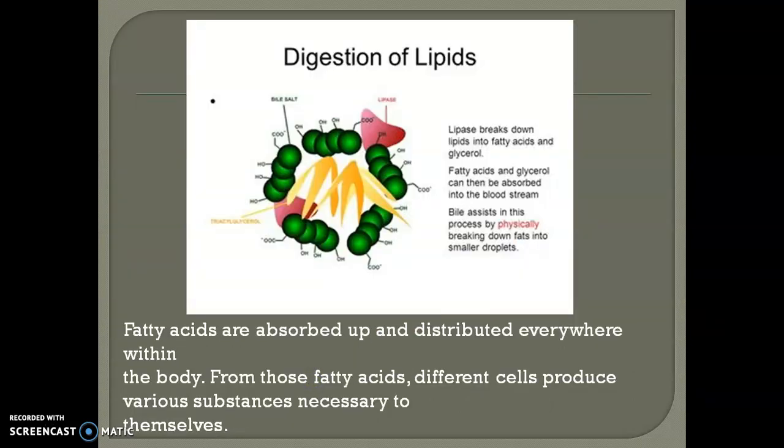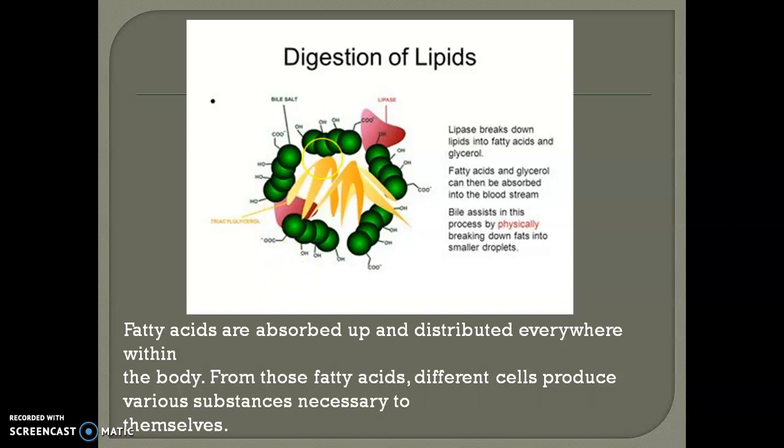Lipids break down into fatty acids and glycerol. Fatty acids and glycerol are then absorbed into the bloodstream. So you can see here in the diagram the digestion of lipids. We don't have to study that in much detail, but I'm just showing you how the lipids are being broken down further into simpler ones. Bile assists in this process by physically breaking down fats into smaller droplets. Bile is a juice which is synthesized by the liver, and it helps in physically breaking down the fats into smaller droplets.